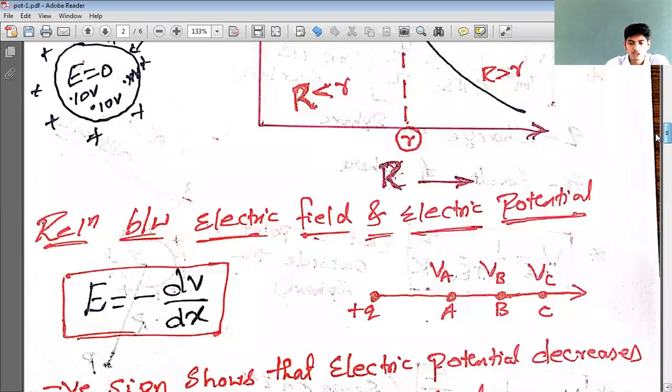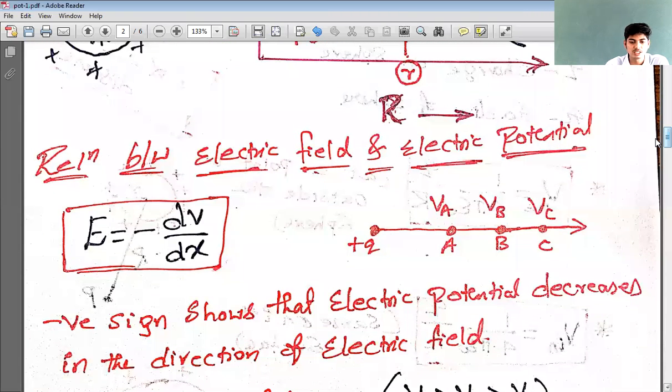In the last class we discussed the relationship between electric field and electric potential. The relationship is E is equals to minus dV by dx. Electric field can be written as minus dV by dx, where dV represents the electric potential difference between any two points. If we take B and A, the potential difference between them is dV, and the distance between these two points is dx, then the electric field will be given by E is equals to minus dV by dx.